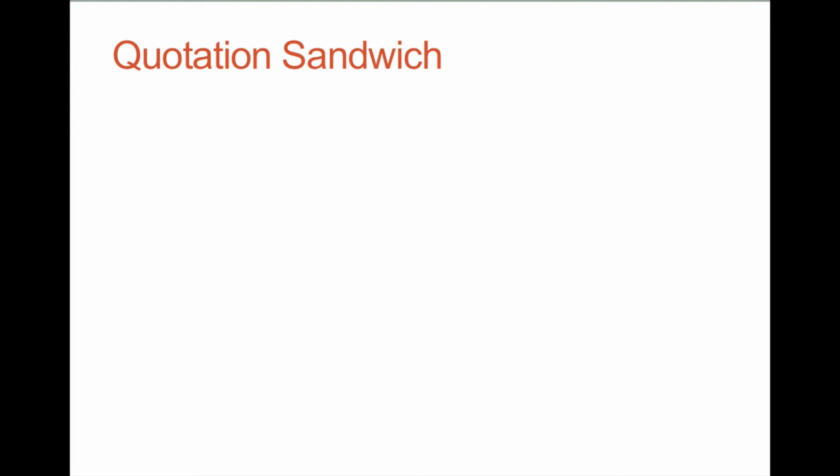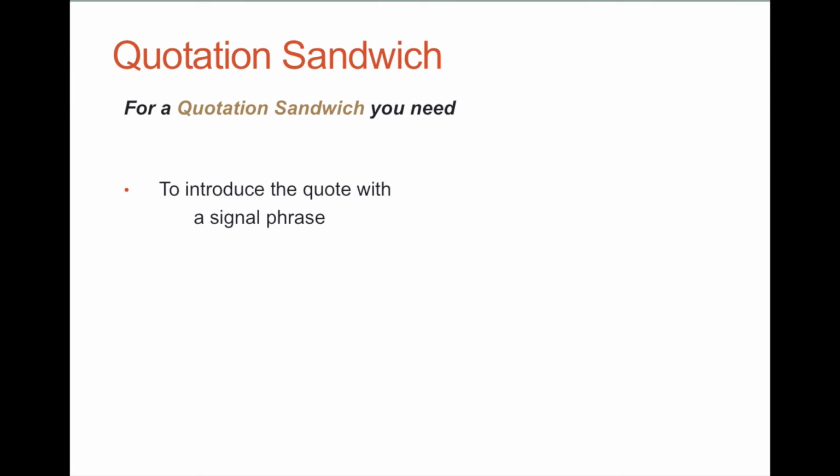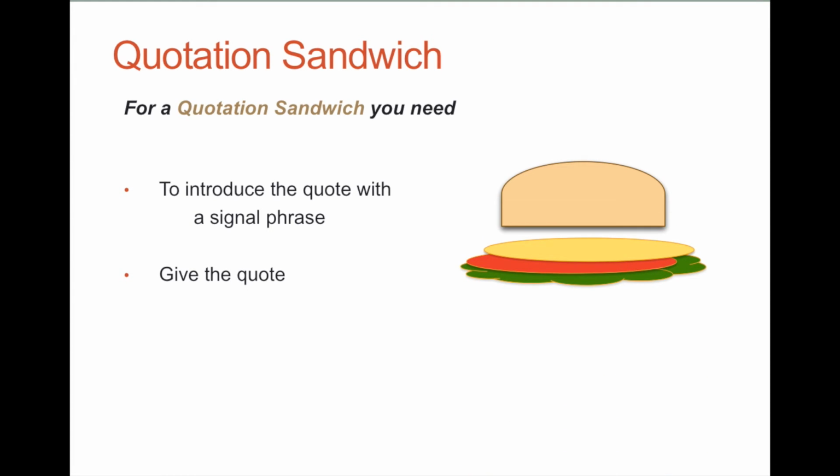Okay, so the quotation sandwich for indirect sources, let's look at that. As a review, for your quotation sandwich, you need to introduce the quote with a signal phrase. That's like your top piece of bread. Then you give the quote. That's like all the good stuff in the middle of a sandwich. And then you explain the quote. That's like the bottom piece of bread. This structure is there because it holds things together very nicely and allows you to let your quote seamlessly flow in your paper.